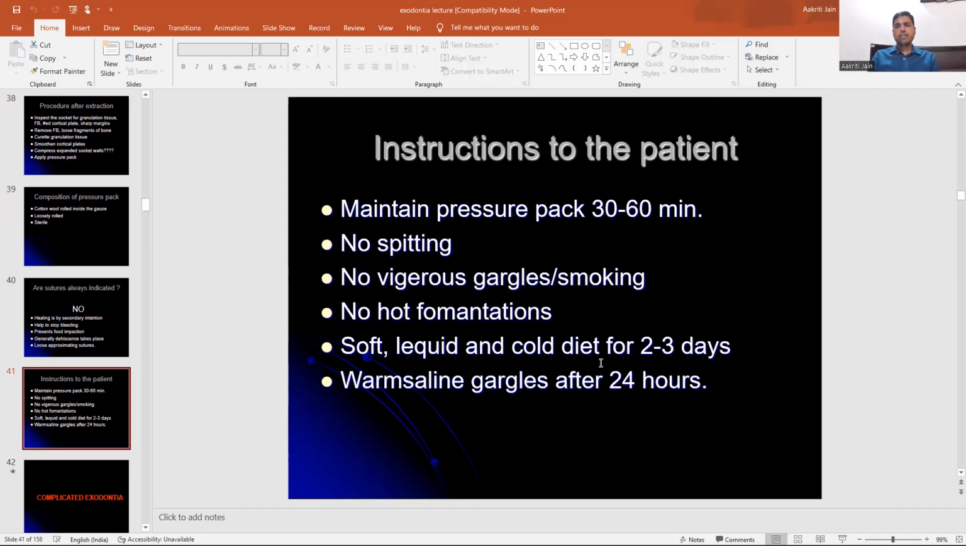Now the instructions to the patient to be given after the procedure comprise: maintain the pressure pack for 30 to 60 minutes. They should not spit for the next 24 hours. No vigorous gargling or smoking. No hot fermentation or hot food to be consumed. The patient should be kept on a soft, liquid and cold diet for 2 to 3 days. Warm saline gargles after 24 hours.